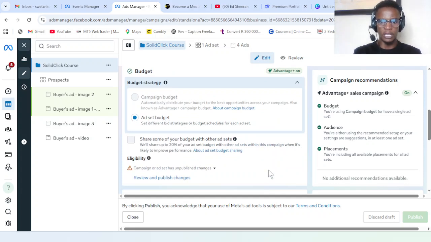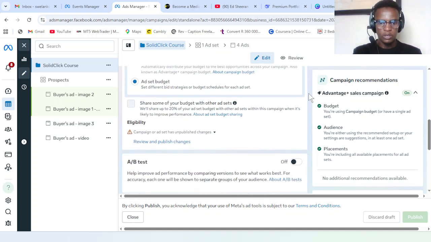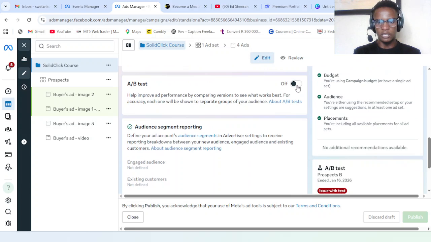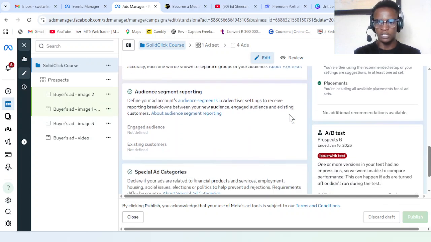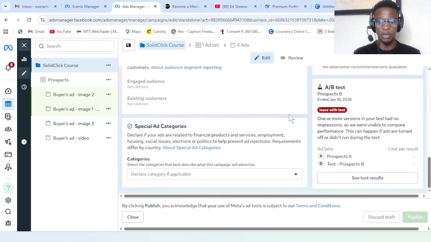So in our case here, we're gonna be using ad set budget optimization. So we're gonna allocate our budget from the ad set level, so that Meta, the Meta algorithm rather, can determine which creative is performing well, and then based on that, we can then optimize our ad and scale it gradually. Okay. So as you can see here, the A/B test on the campaign level has been switched off because we're not trying to test different campaigns, campaign objectives.